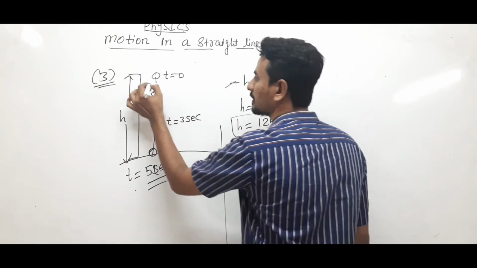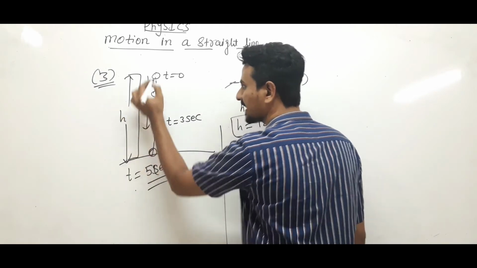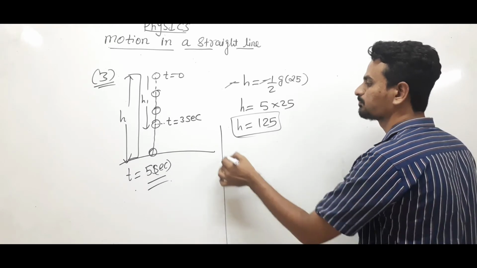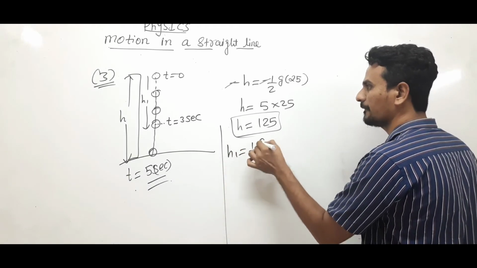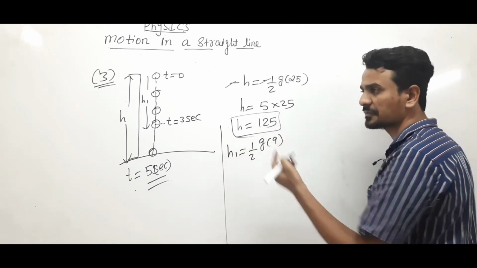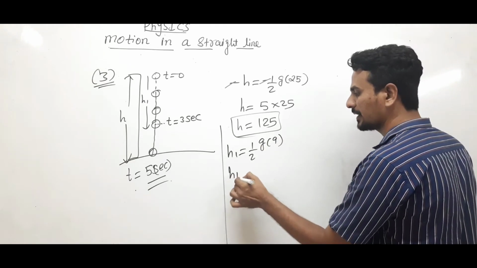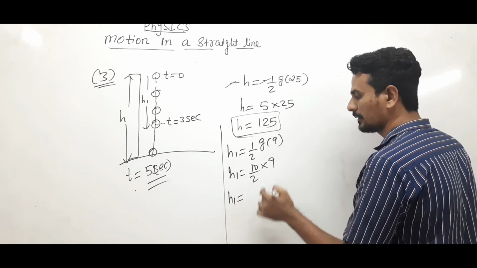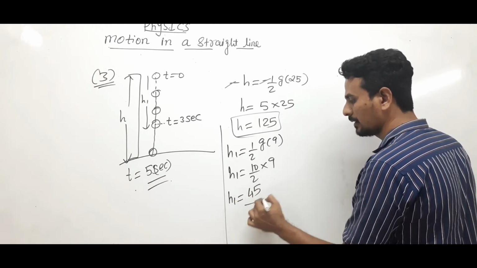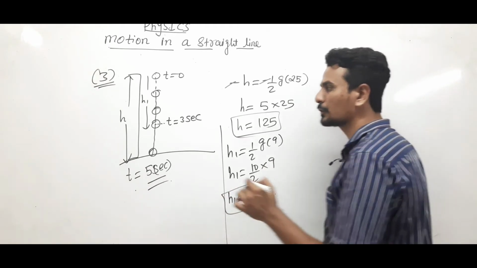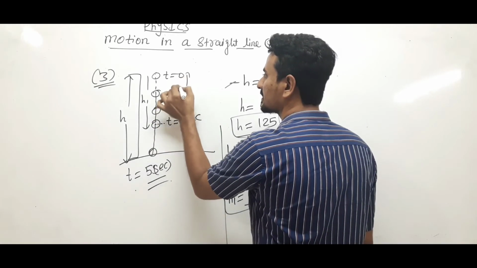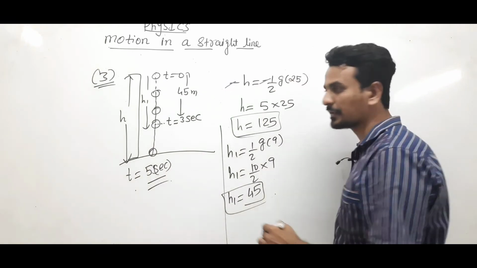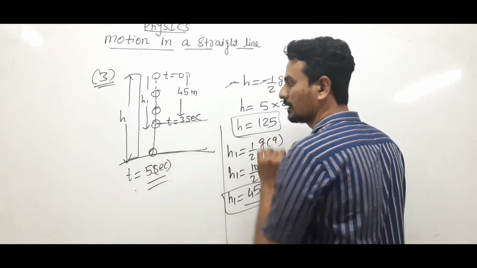what will be the displacement in 3 seconds, from 0 to 3 seconds? h1 equals half g into 3 square, that is 9. So h1 is 10 by 2 into 9, so h1 will be 45. So from 0 to 3 seconds, it has covered a distance of 45 meters. The total is 125, so this will be the remaining distance, right?